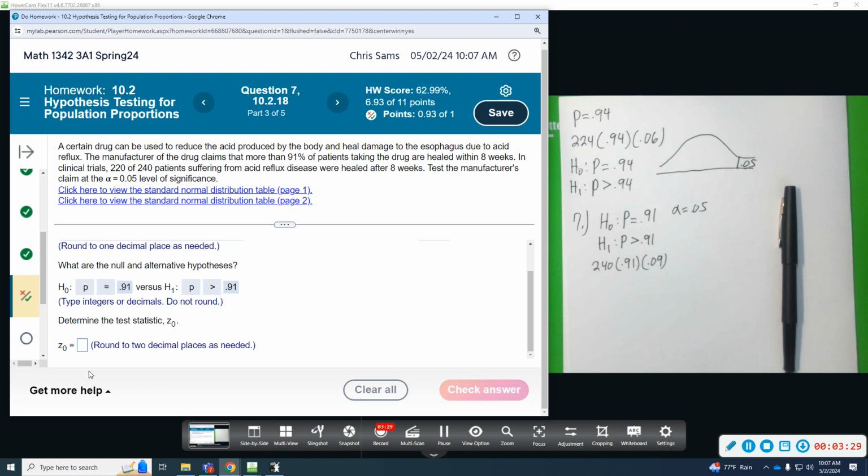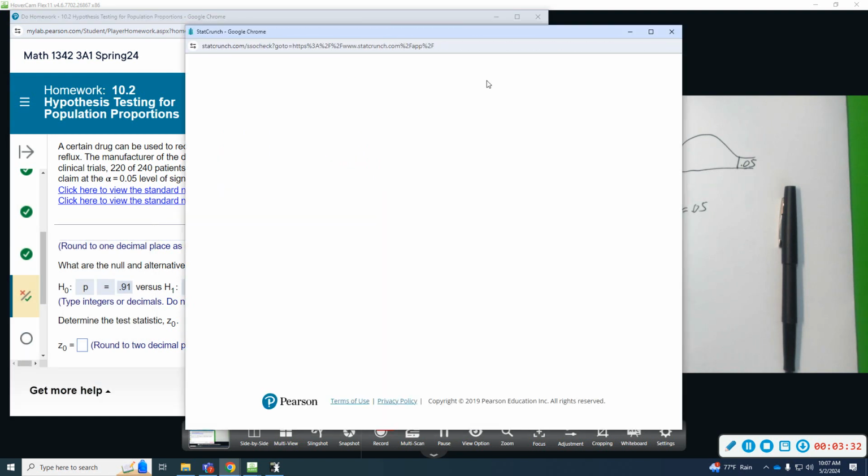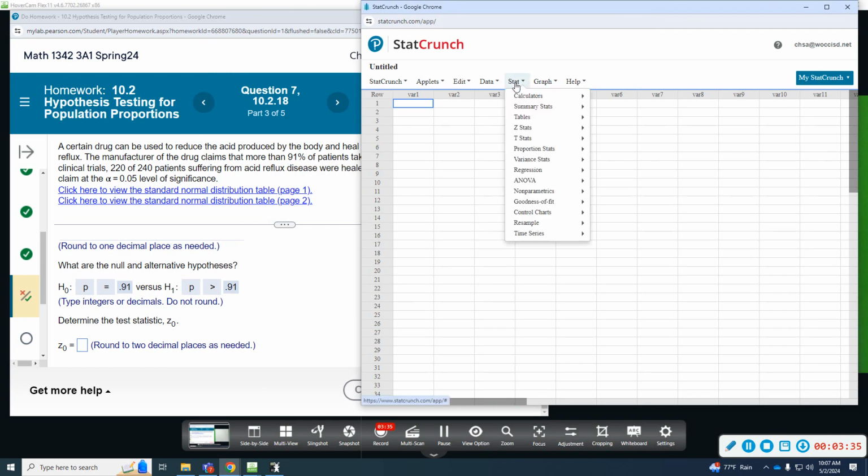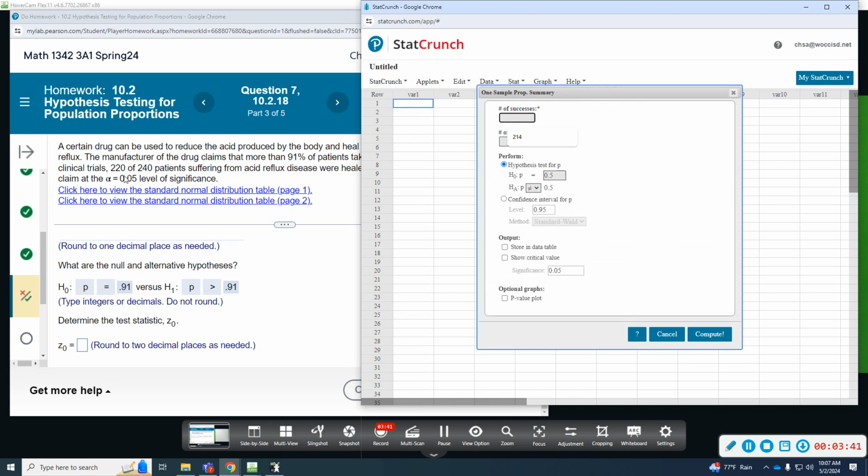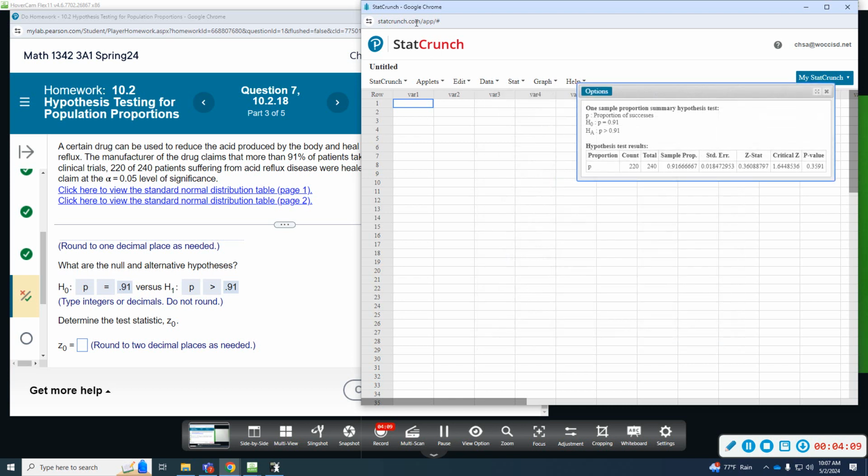So now we're going to find the test statistic. So we're going to do StatCrunch to get the rest. Stat, proportion, 1 sample with summary. Number of successes for this one was 220. The total number that we chose out of 240. Hypothesis test is equal to 0.91 versus greater than 0.91, and then we have a level of significance 0.05, and we want to show that value in the table. And so we get our table output.